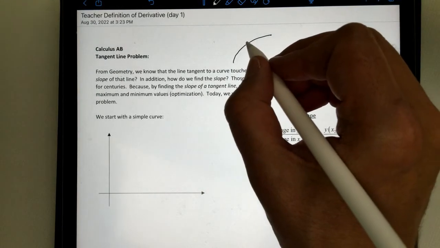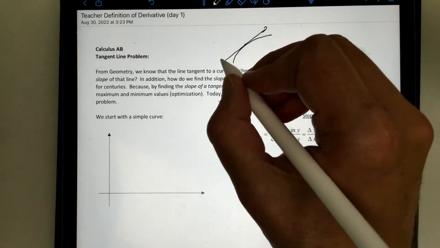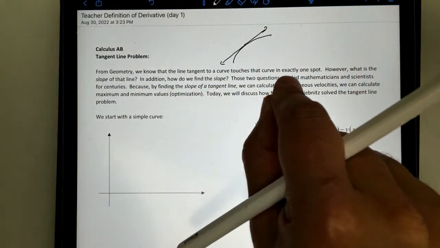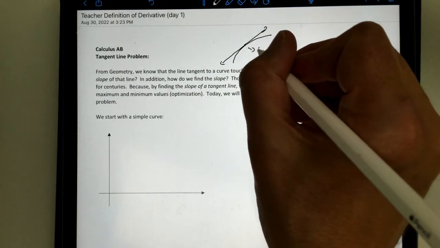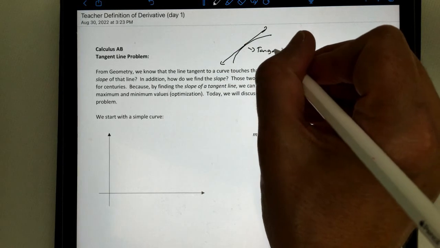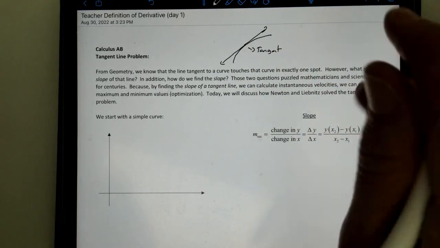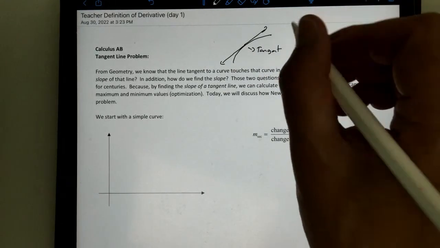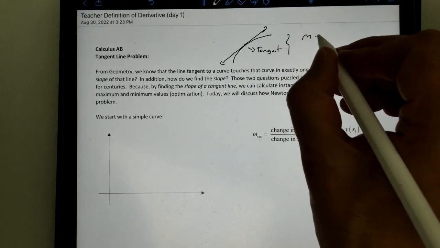And I know at this point I can draw a line tangent to that. We learned that in geometry, that a line tangent to the curve touches the curve in exactly one spot. So if I know that this line is tangent, I know it's going to touch exactly in one spot. So the question that we want to find out today is, how do we find the slope of a tangent line?